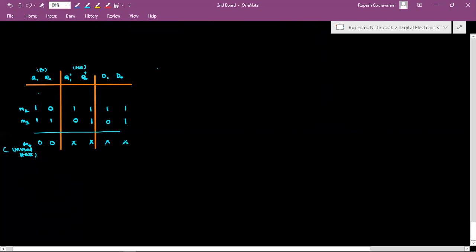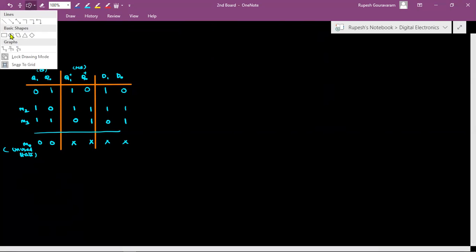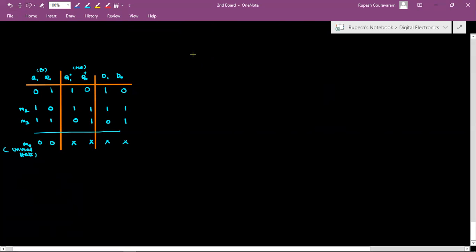So the states are 0 0. We have found this already. Sorry, it is 0 1. Next state will be 1 0. Based on that, we write it as 1 0. So based on this, if you draw the K-map, first let us draw the K-map for Q1, Q0, right? So only two states are there.